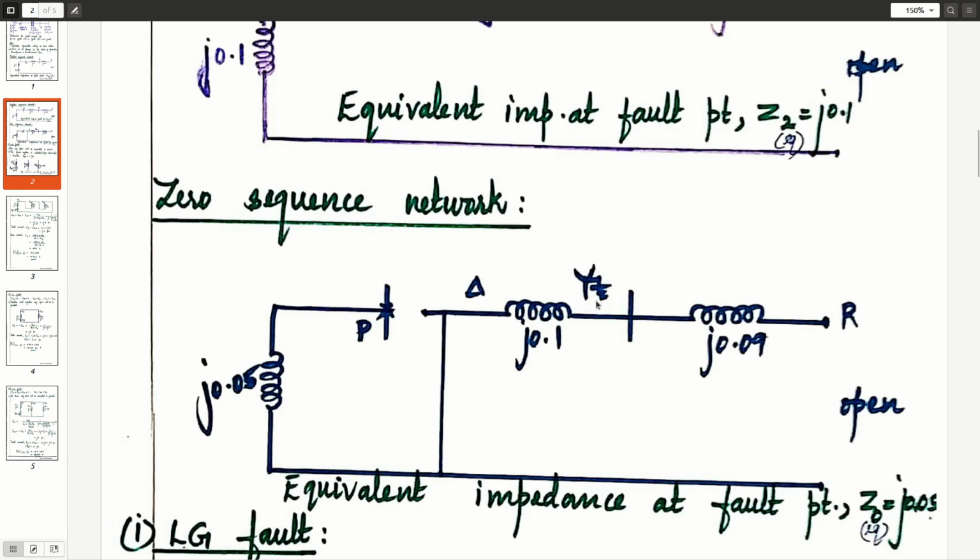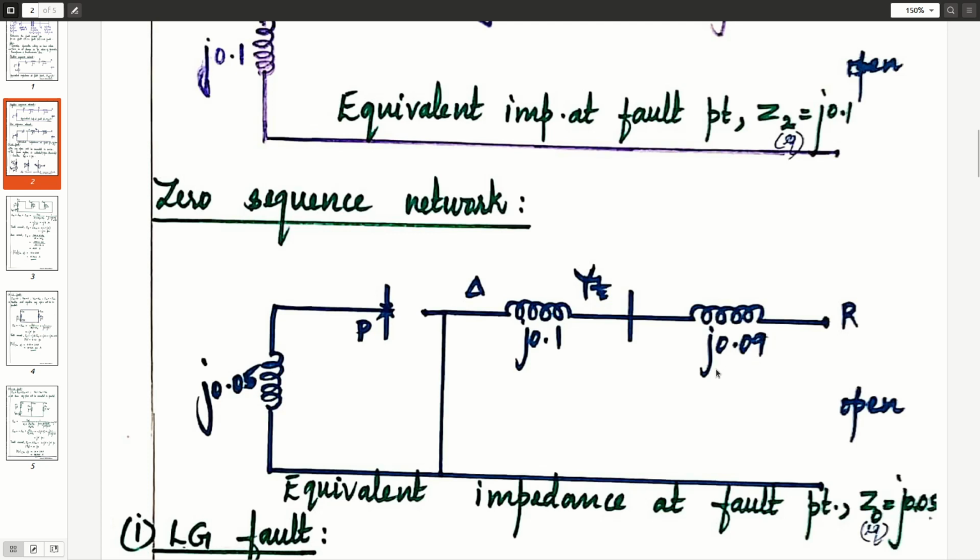Delta star transformer. Since the primary side of the transformer is delta connected, the series switch on that side is open and the shunt switch is closed. And the secondary side of the transformer is star with neutral solid grounding, so we close the series switch. Then followed by the transmission line whose X0 zero sequence impedance is j0.09.